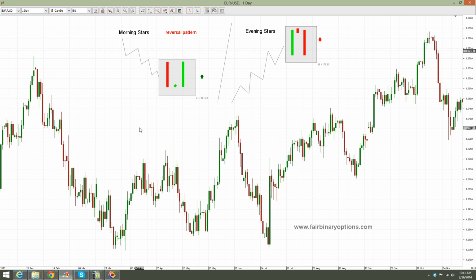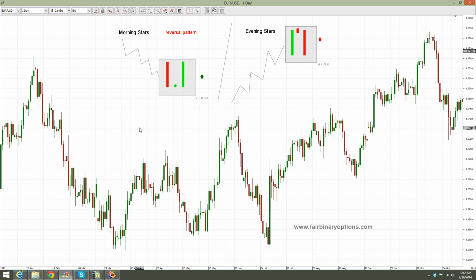Moving on with our project here on fairbinaryoptions.com with the morning and evening stars. This is the second part, and in the first part we introduced the concept, what this reversal pattern means. It is coming from Japan, and is part of Japanese candlestick techniques.